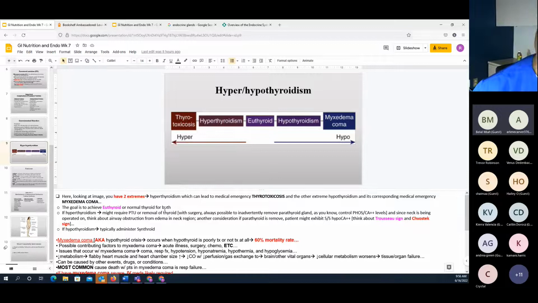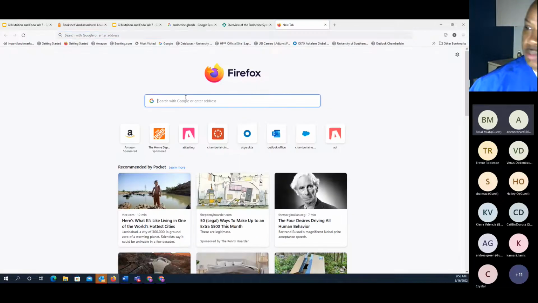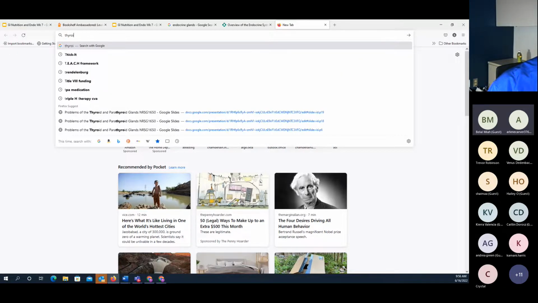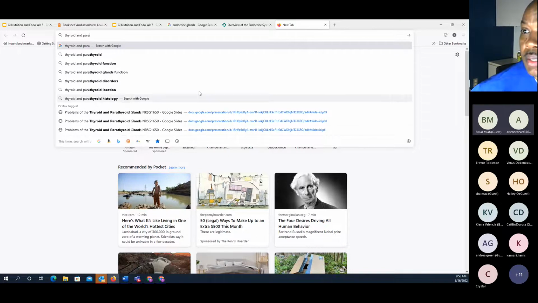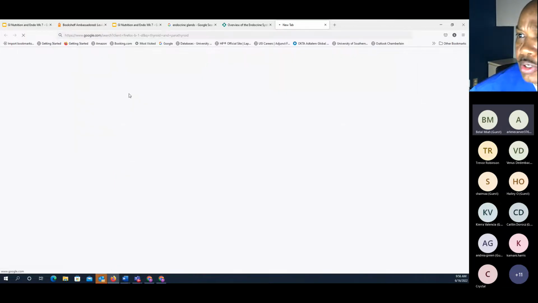Now, the problem with removing the thyroid gland is that the parathyroid actually sits behind it. Well, let me show you guys. It's better to show than try to explain. Let's see. Thyroid and parathyroid. Hopefully, I'll get a good picture to show you.